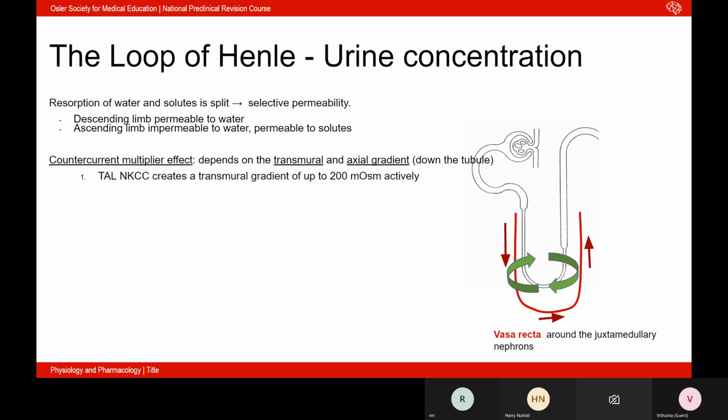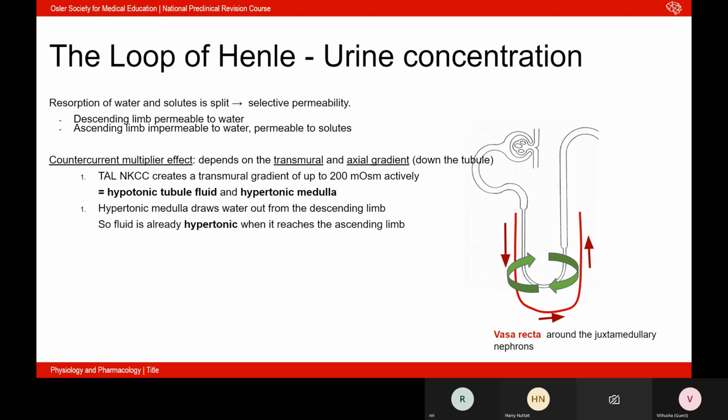So to start with, we're going to start on the right of this picture here. In the thick ascending limb, the NKCC absorbs sodium, potassium, and chloride to create a transmural gradient of up to 200 milliosmoles, and that's an active process. So because this occurs, the fluid within the tubule becomes hypotonic, it's losing its solutes, and the medulla becomes hypertonic. This allows the hypertonic medulla to draw water out from the descending limb, which, as you remember, is permeable to water.